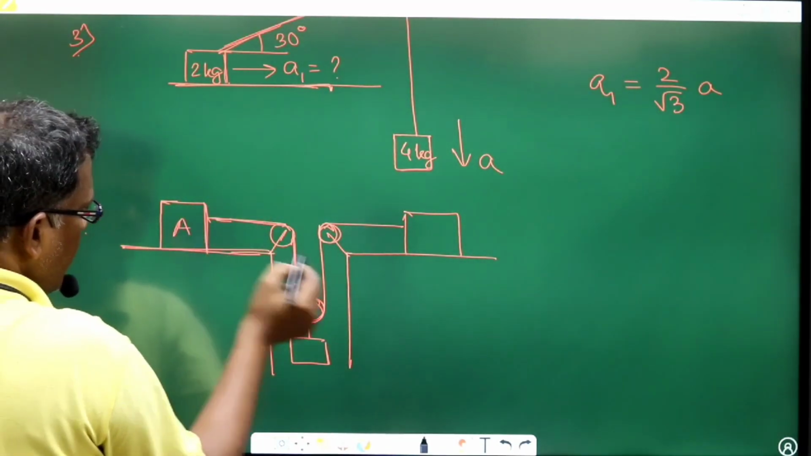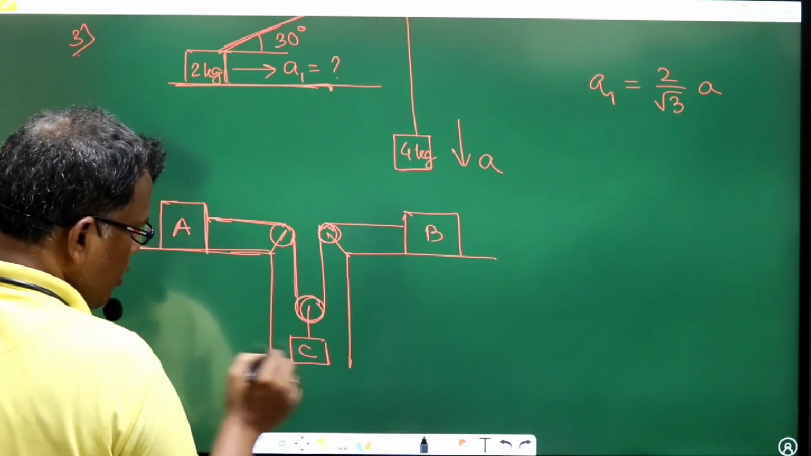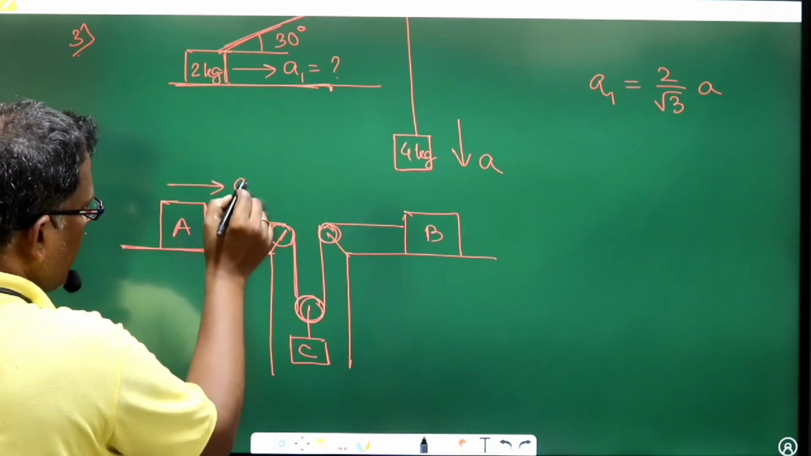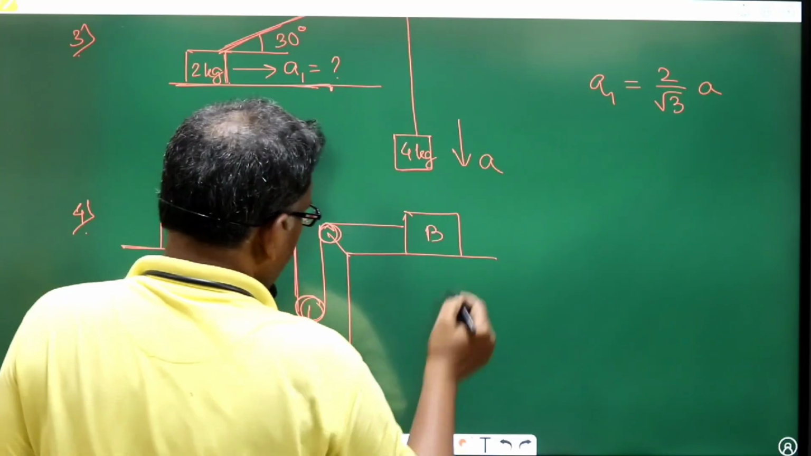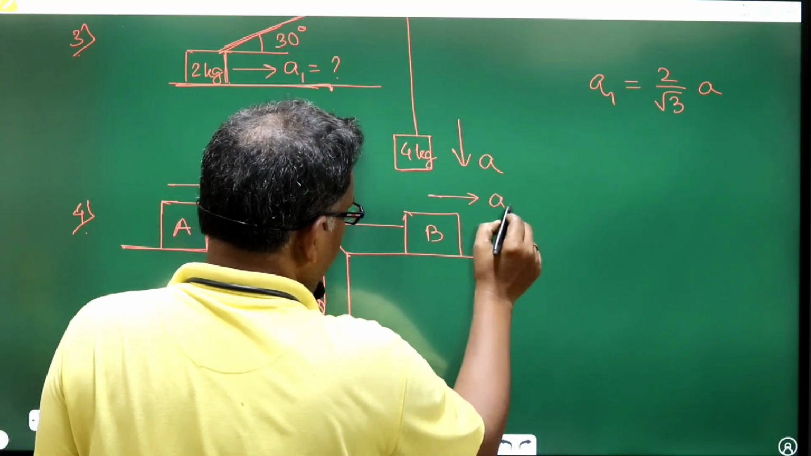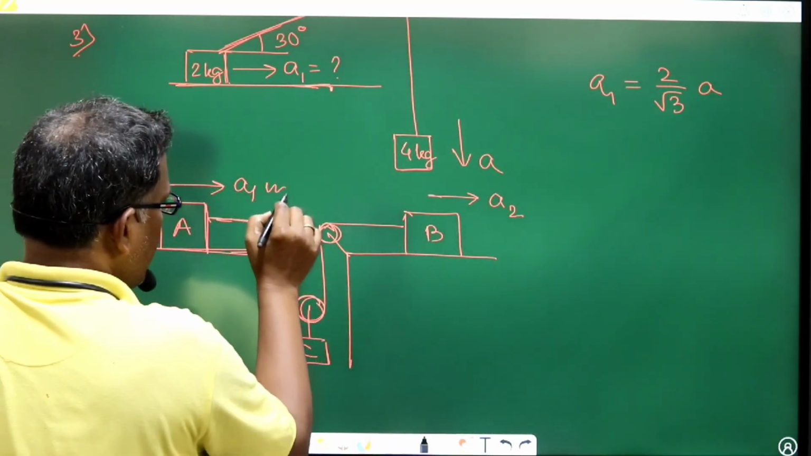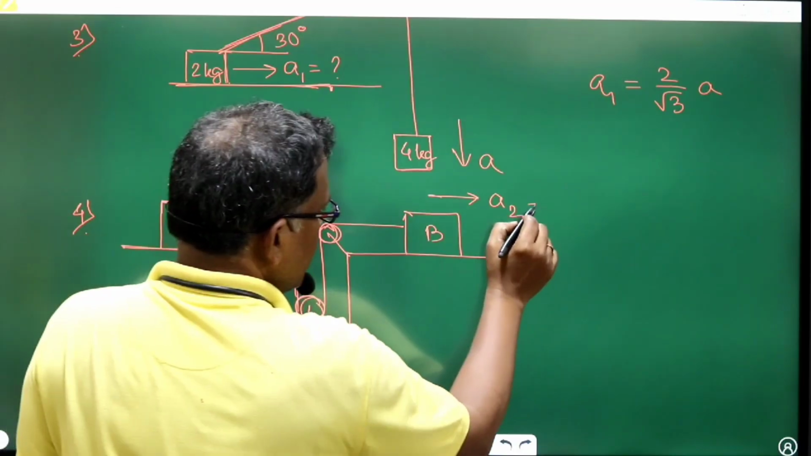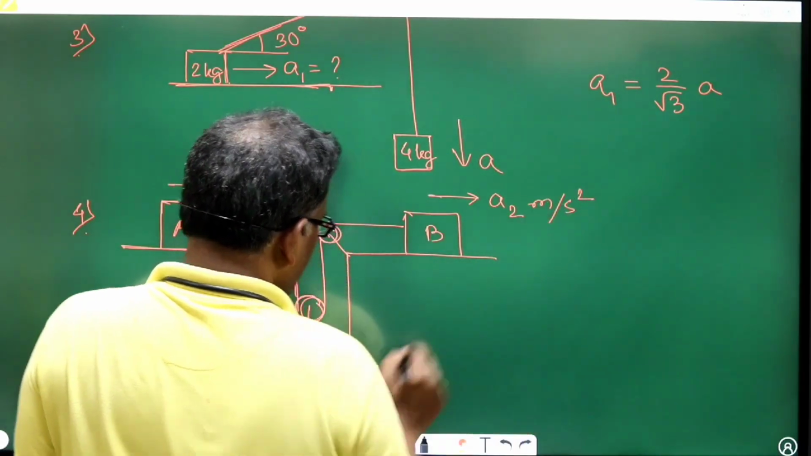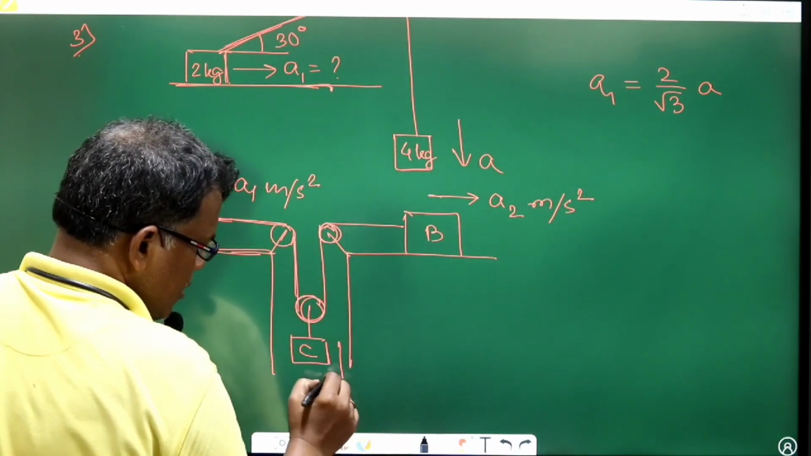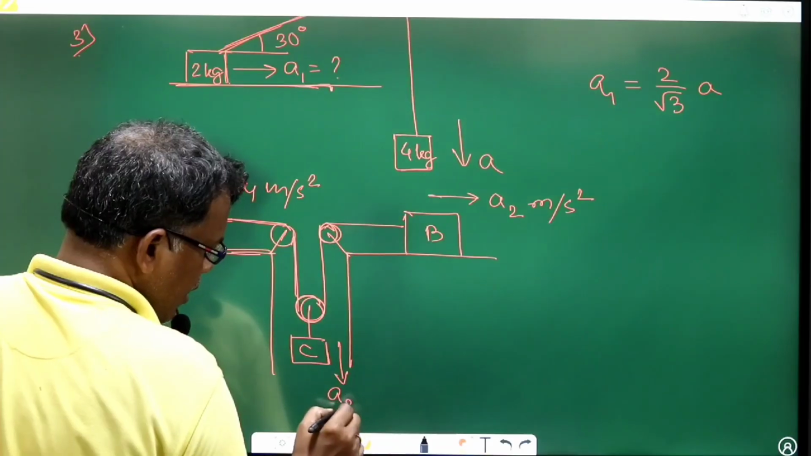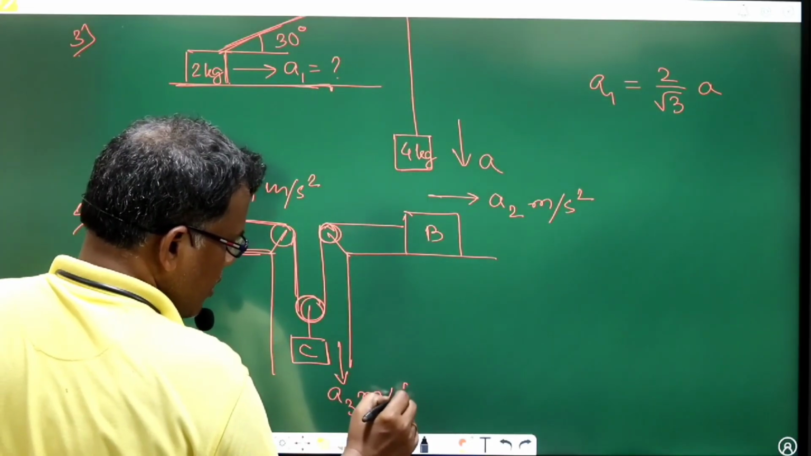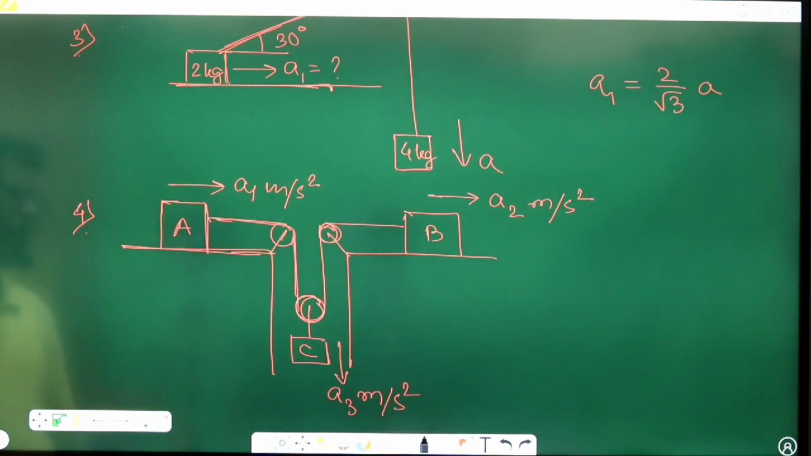let this be the block A, this the block B, this the block C, right? This one is going this way with A1, this is going this way with A2. These are the respective accelerations suggested, right? And let this be going A3 meter per second square in the downward direction. So what will be the relation between A1, A2 and A3?